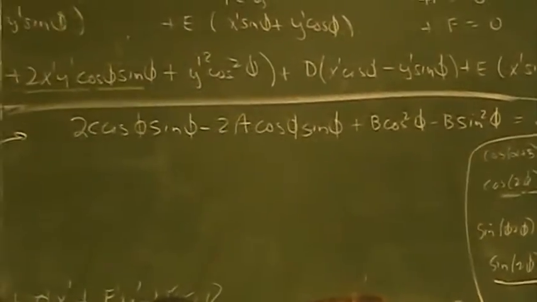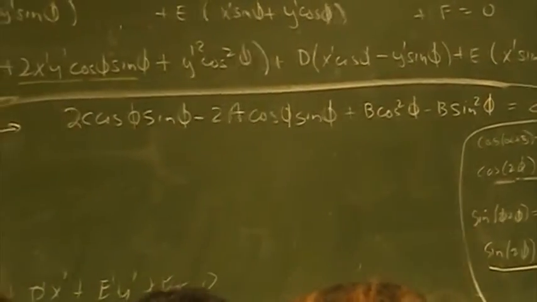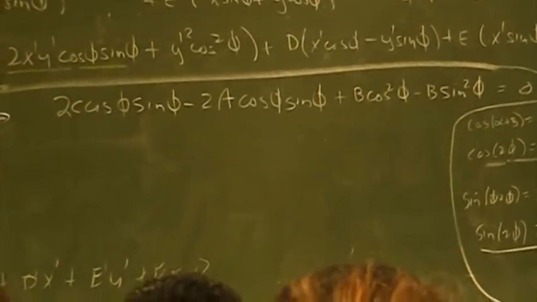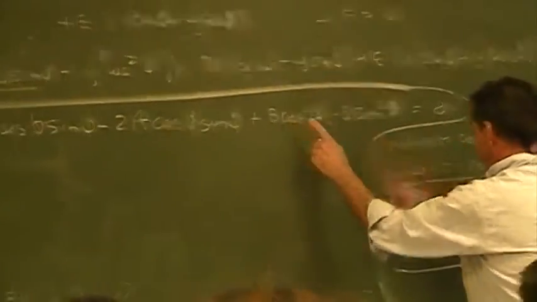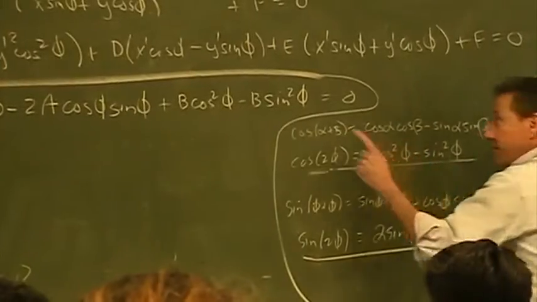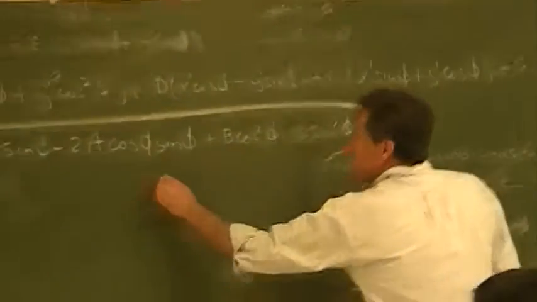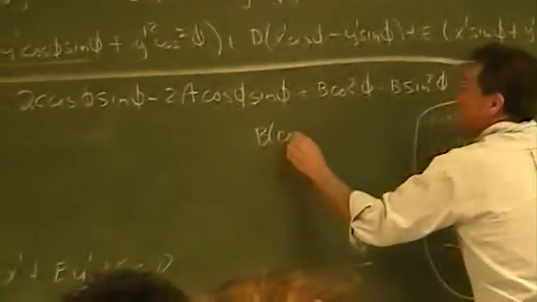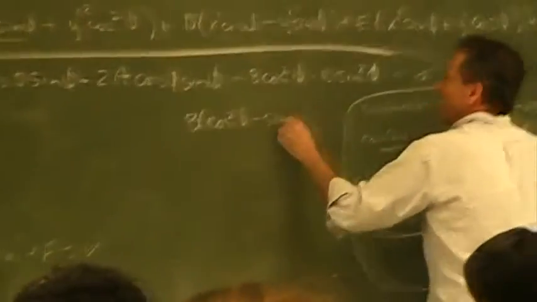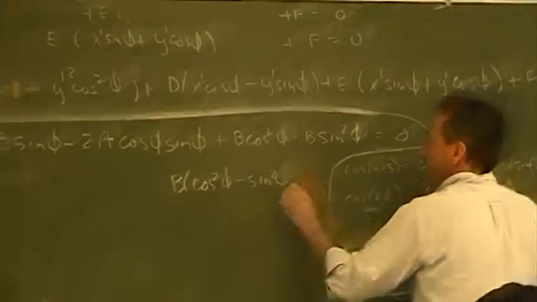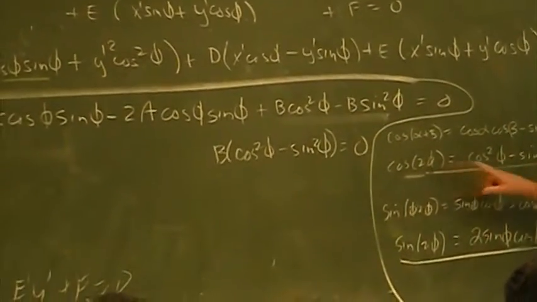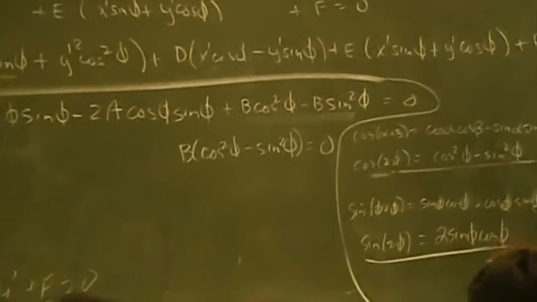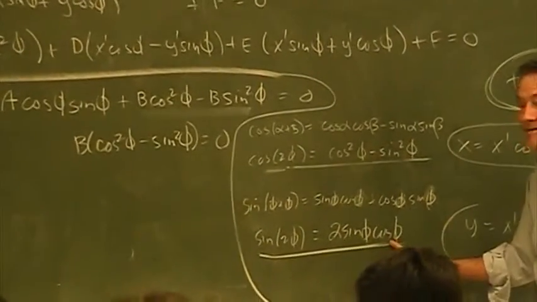Okay, now I almost did it for you. Factor out the second letter in the alphabet. B, good class. B times cosine squared minus sine squared. That's just this. So I can put that in for that. I need a 2 sine cosine.